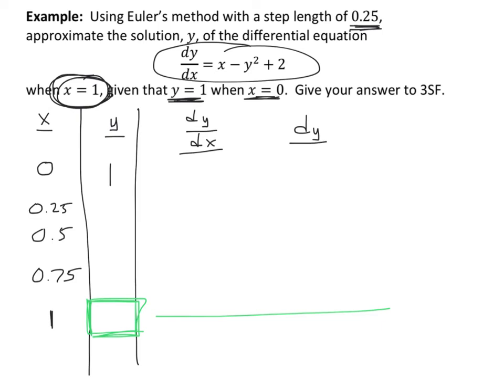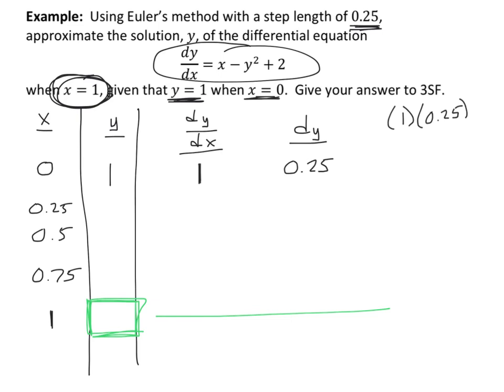So I'm going to take this x value and this y value and plug them into the differential equation. When I plug in 0 for x and 1 for y, I get negative 1 plus 2, which is 1. So my dy dx value here is 1. For dy, I take that dy dx value 1, multiply it by the change in x, my step size, 0.25. So my dy is also 0.25.